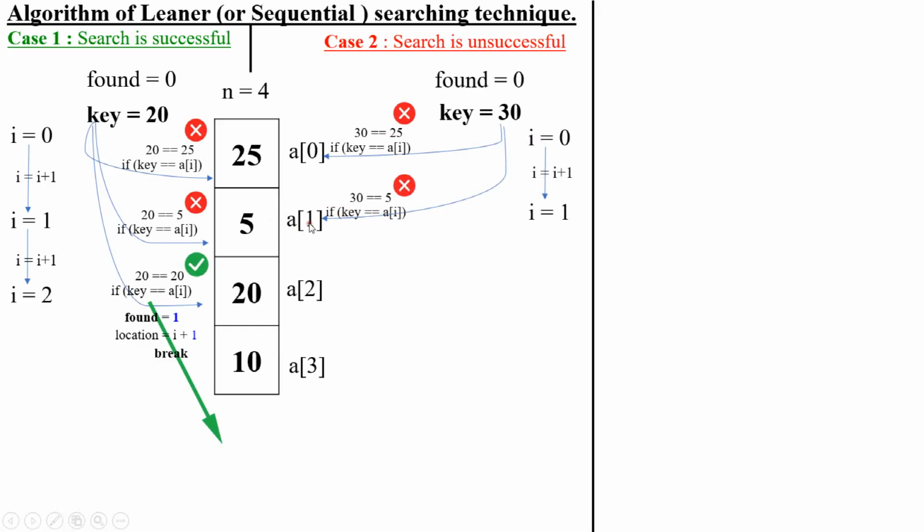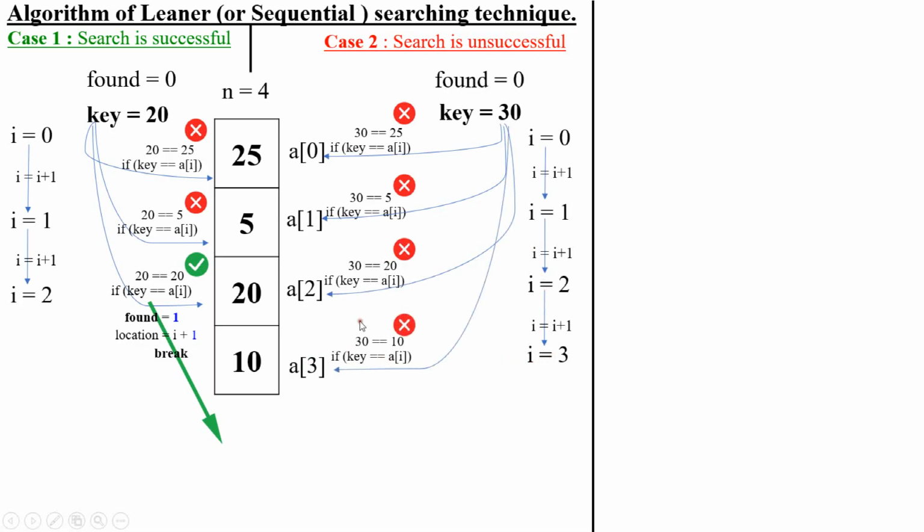Are both equal? No. Let's continue to the next element by incrementing the value of i by 1. Are both equal? No. So, let's continue to the next element by incrementing i by 1. Are both equal? No. So, we are trying to move to the next element in the array.